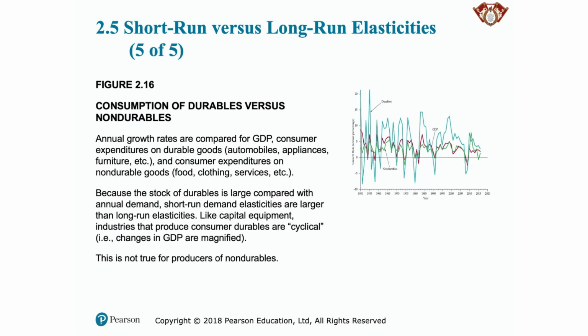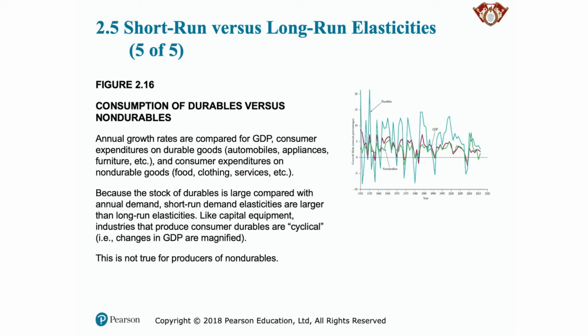Next slide. Consumption of durables versus non-durables, right? So it is almost the same as the earlier one. Time and growth rates. The non-durable case has little fluctuation, while durables are very severe, and GDP is in the middle of them. Annual growth rates are compared for GDP, consumer expenditures on durable goods, automobiles, appliances, furniture, etc., and consumer expenditures on non-durable goods, for example, demand for food, clothing, and services. That is the usual case, right?